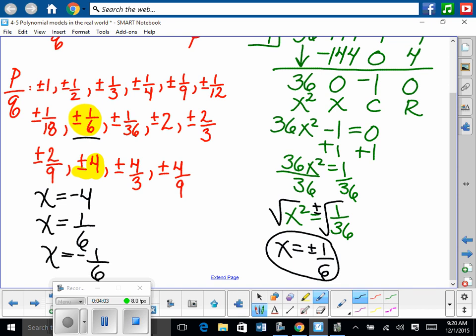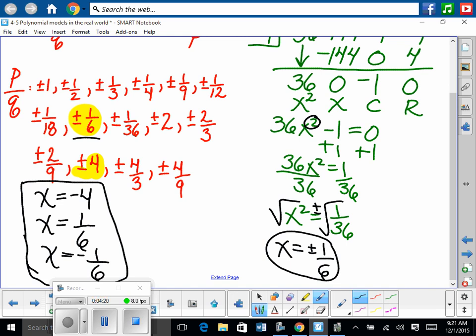So do you see how we use the rational root theorem to find a rational root? And if we know a rational root, we can use synthetic division to make it a smaller polynomial, which we want to be quadratic because we know how to solve all quadratics. Okay?